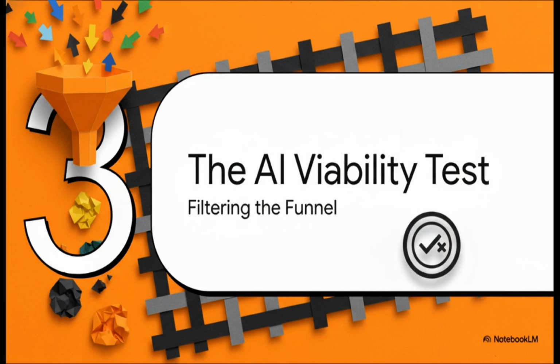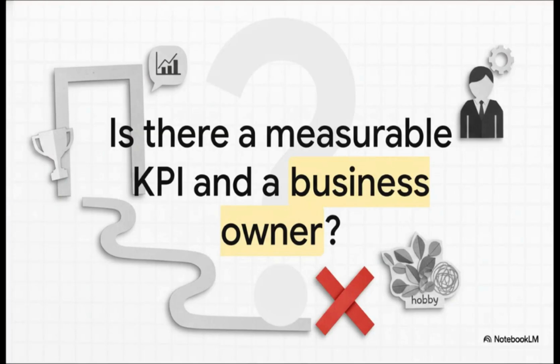Okay, so now our funnel is starting to fill up with ideas. The next and maybe most critical step is filtering. The goal here is simple. Kill the weak ideas early and cheaply, long before they suck up tons of time and money. And for that, we need a really tough, disciplined viability test. We're going to start with some hard questions to enforce that discipline, and the very first gate is as simple as it gets. Does this idea have a measurable KPI, and is there a business owner who's on the hook for that outcome? If the answer is no, well, it's not a real project, it's just a hobby.